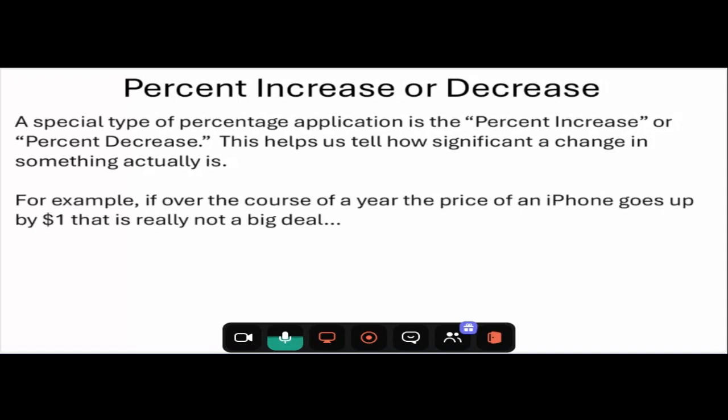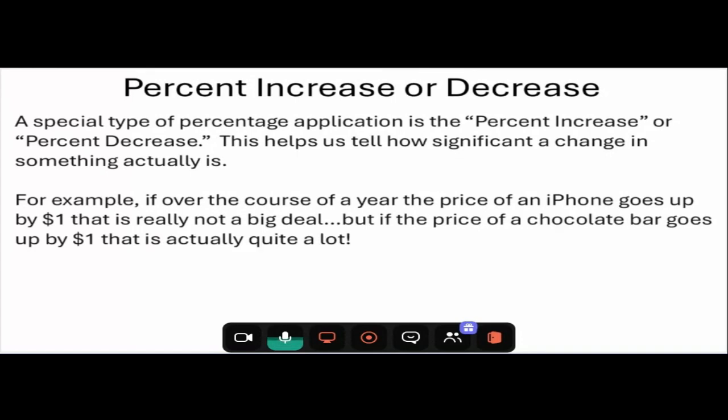I think I give an example here. Yeah, so if over the course of a year we do some research and we find that the price of an iPhone went up by $1, well, that's really not a big deal at all, is it? That's basically no increase at all when you're talking about the cost of an iPhone. But if the price of a chocolate bar goes up by $1, that's a lot, because that's practically doubling, or maybe not anymore, but that's a significant increase to the price of a chocolate bar, but not a significant increase to the price of an iPhone. That's what percent increase and percent decrease will help us to analyze.